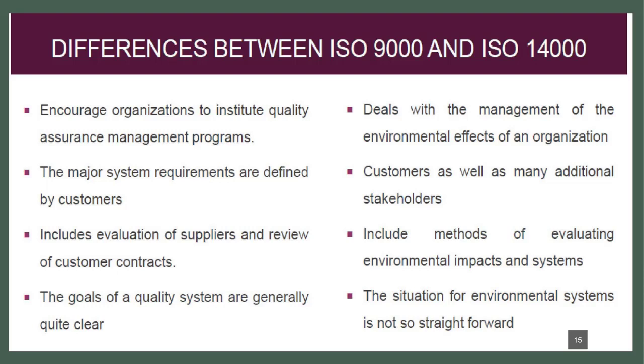Last point, the goals of a quality system are generally quite clear. The situation for an environmental system is not straightforward, as we have seen in some of the drawbacks. So finally, the basic difference between 9000 and 14000: 9000 mainly deals with QMS, and 14000 generally deals with the environmental management system. Whereas 9000 is mainly customer focused, 14000 covers customers as well as other stakeholders. In 9000 a proper goal is mentioned, but in 14000 no such goal is established.